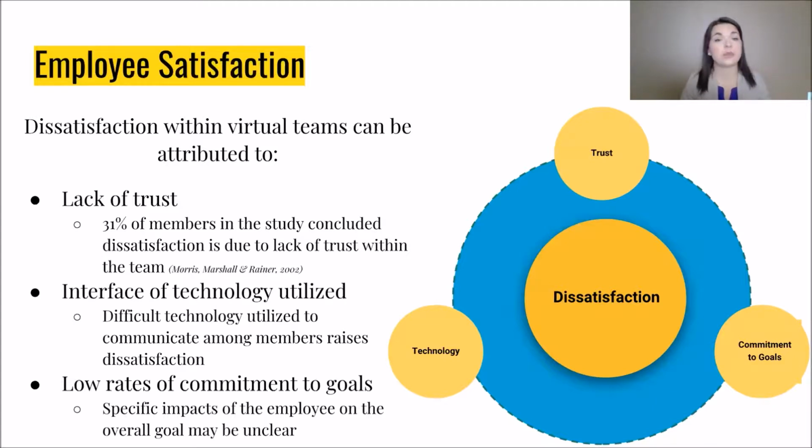The technology used may also be an issue. If the team members cannot effectively and efficiently use their technology and it is difficult for them, they become dissatisfied as well. Low rates of commitment to goals was found in Pezo's 2012 article, Conflict Management and Effectiveness on Virtual Teams. They said that because it's a virtual team, members often do not feel like they have a strong role in the overall goal of this team.